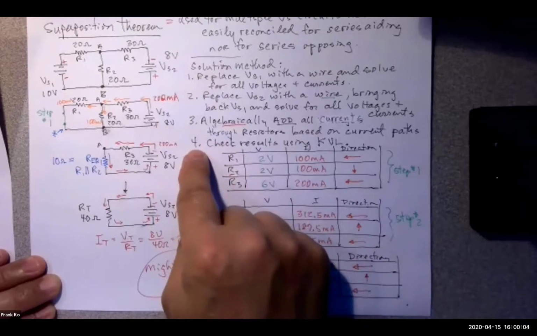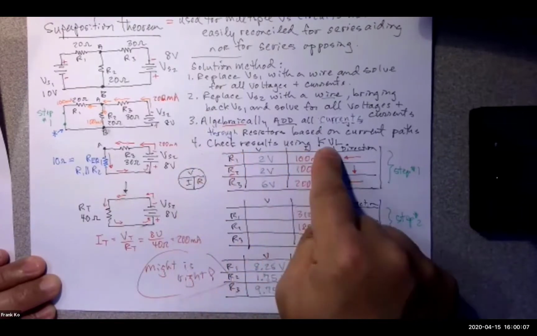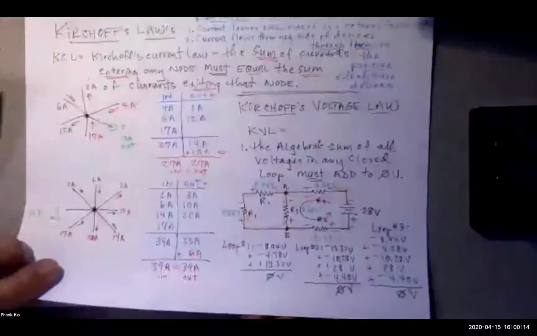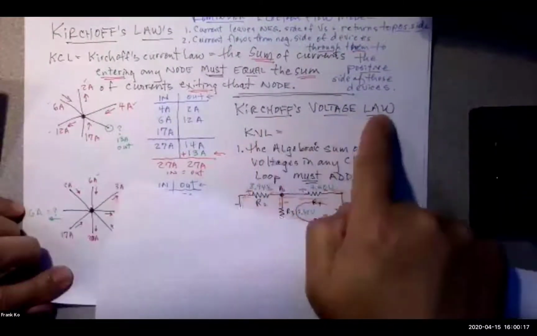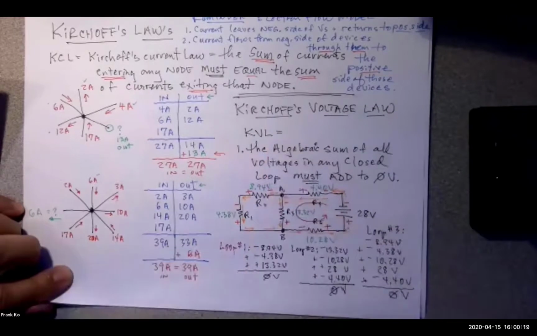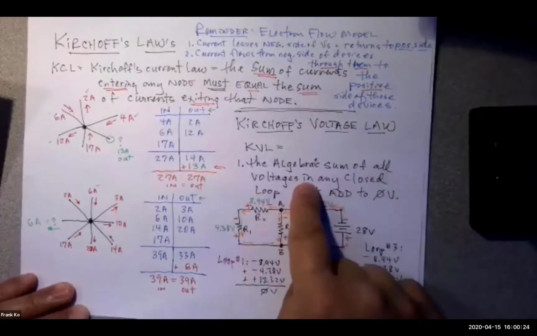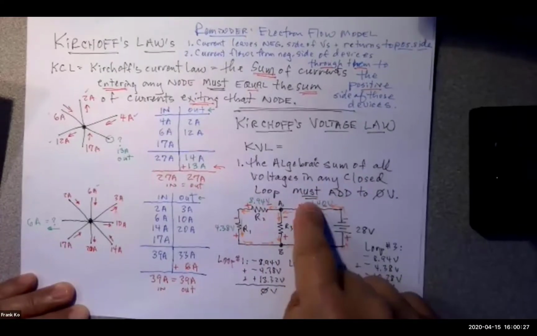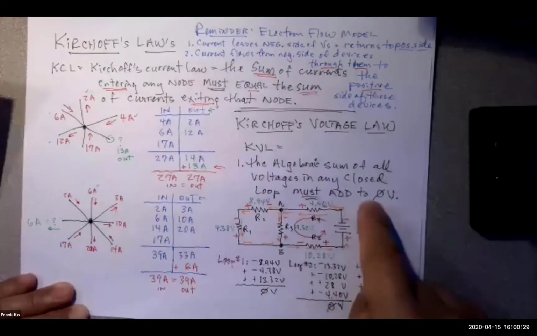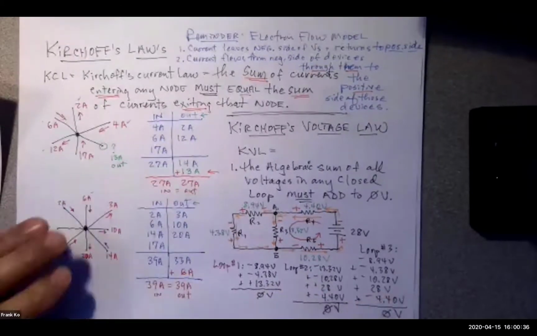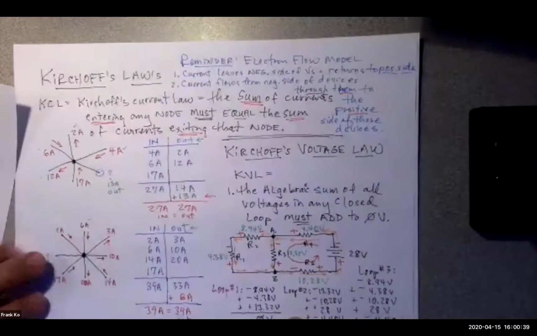What's the very last step? What's it say? Check results using what? KVL. What was KVL? KVL was Kirchhoff's what? Voltage law. What's it say for Kirchhoff's voltage law? It says that the algebraic sum of all voltages in any closed loop must add to 0 volts. Is that correct? Oh, okay. And how many loops did we have in the previous example? We had loop 1, loop 2, loop 3, right? Well, let's see what happens in this particular analysis.